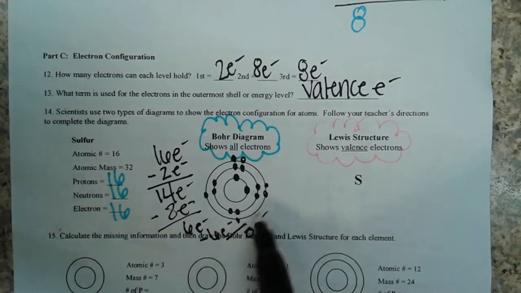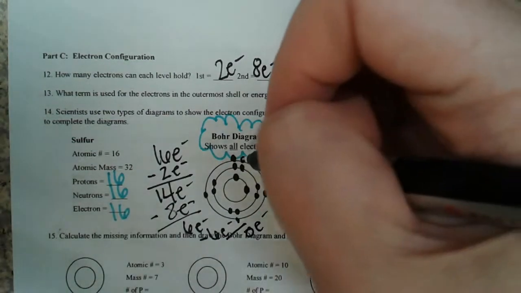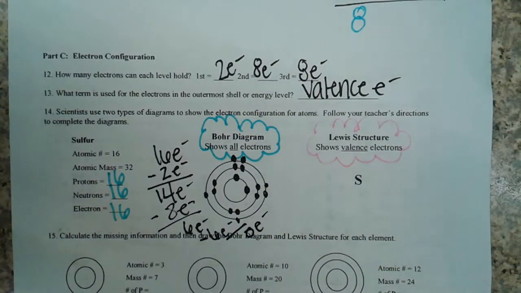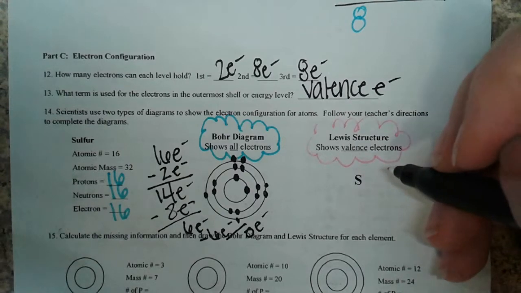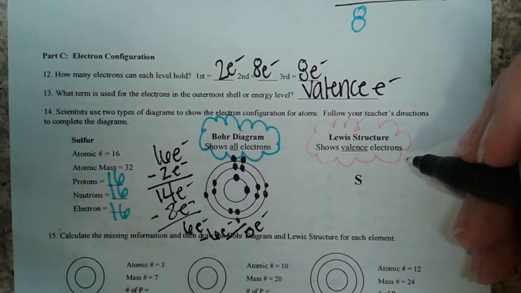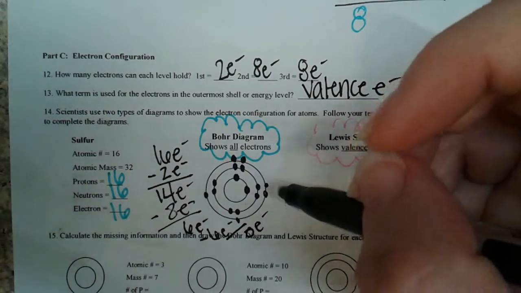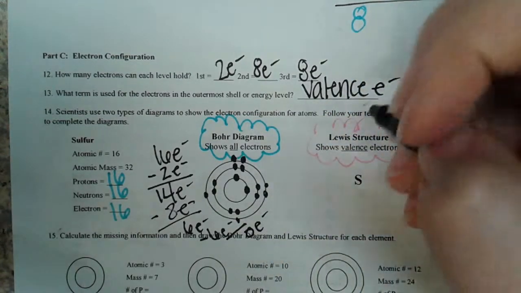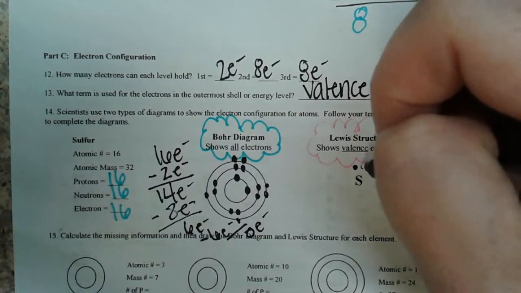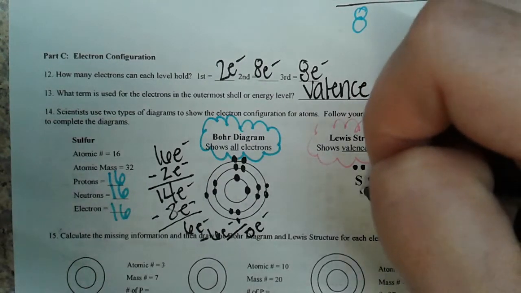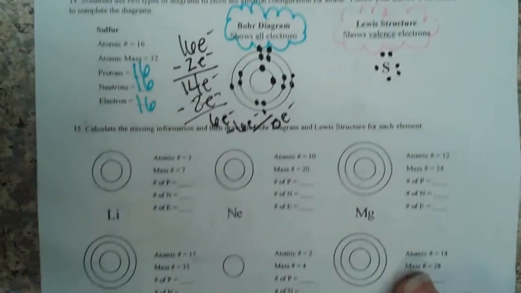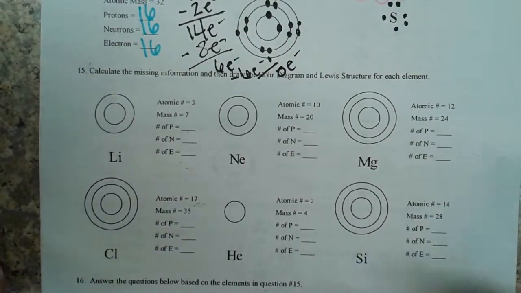So Bohr's has all of these structures, all of these energy levels. So if you get a bigger atom, you might be drawing for a lot of time. So that's where Lewis structure comes in handy. They only show the valence electrons. So if you refer back to here, there's 1, 2, 3, 4, 5, 6 valence electrons. That's the only thing we're going to put here. 6. Alrighty, we're going to continue to practice.